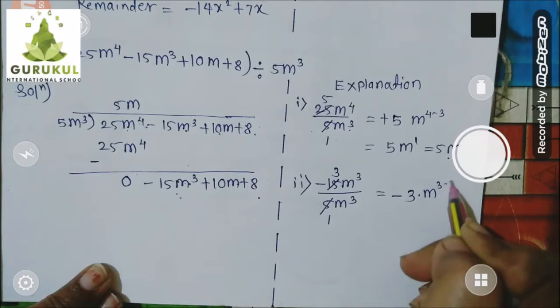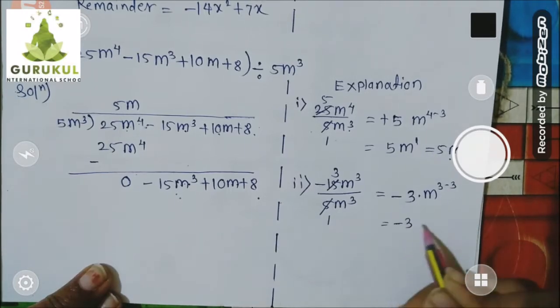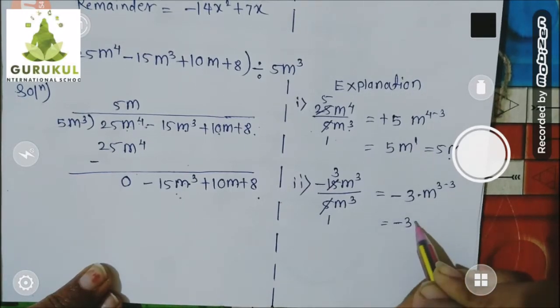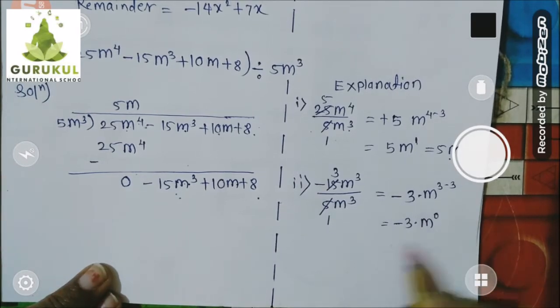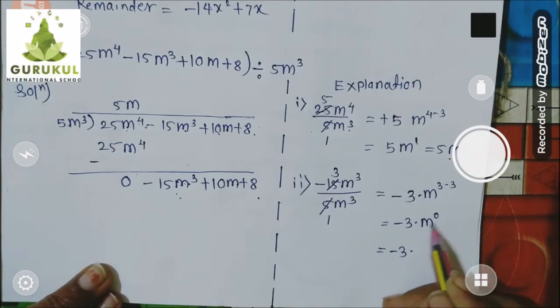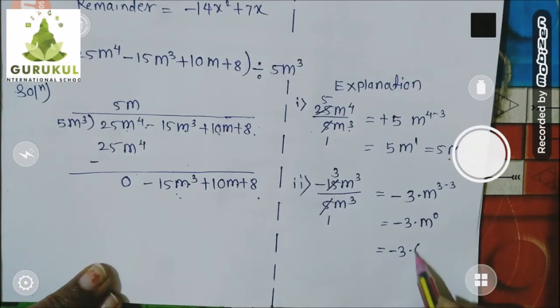And m raised to 3 divided by m raised to 3 is nothing but m raised to 3 minus 3. That means minus 3, dot means multiplication, children, m raised to 3 minus 3, which is m raised to 0. But children, you know very well, m raised to 0 is 1.